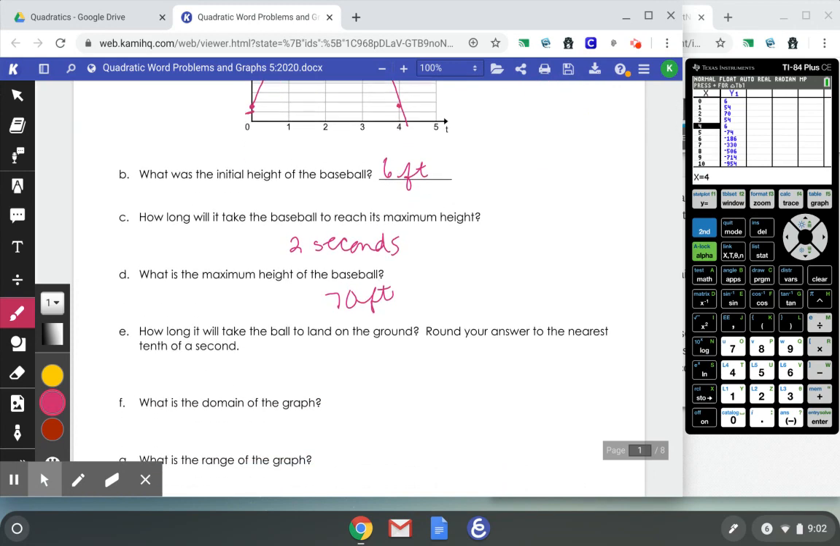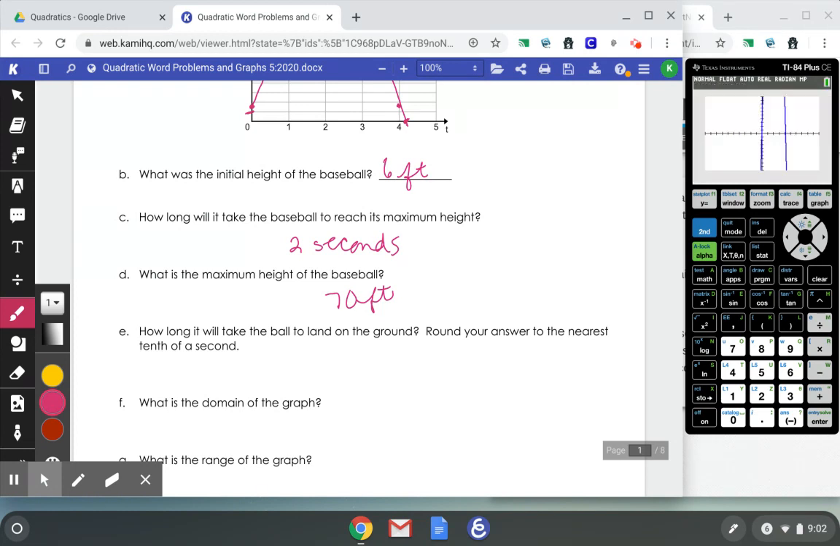How long will it take the ball to land on the ground? Okay, now this is where I'm going to go back into my calculator, because when I look at my graph, if it lands on the ground, that means that it's going to be 0 feet in the air, and that's right here. When it hits the ground, it's right here. Well, I'm not really sure exactly what that number is. I know it's a little bit past 4 seconds, but I don't know exactly how much past 4 seconds.